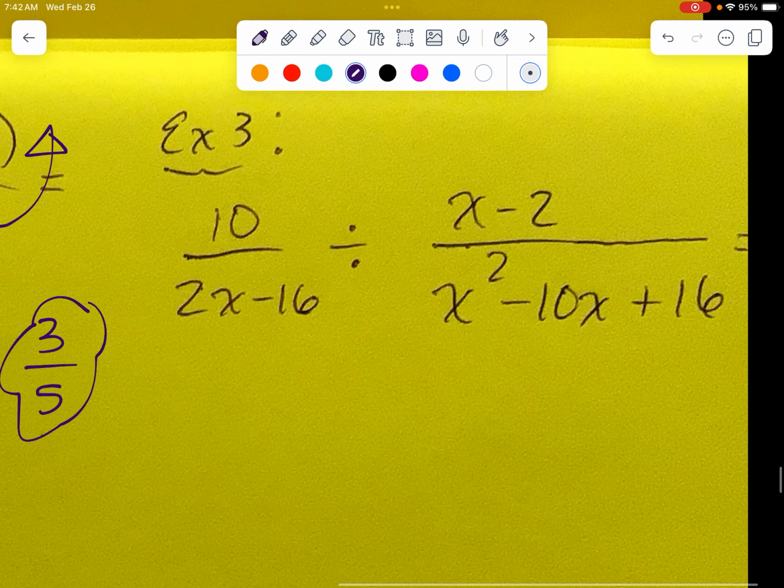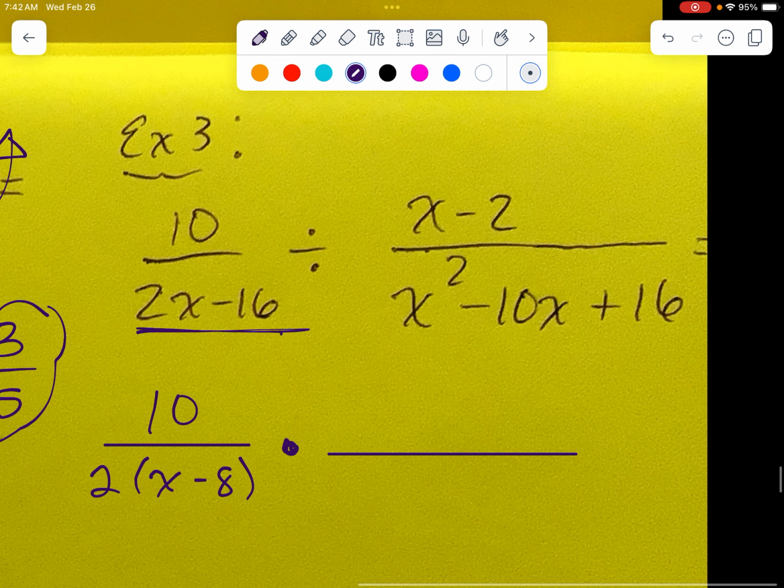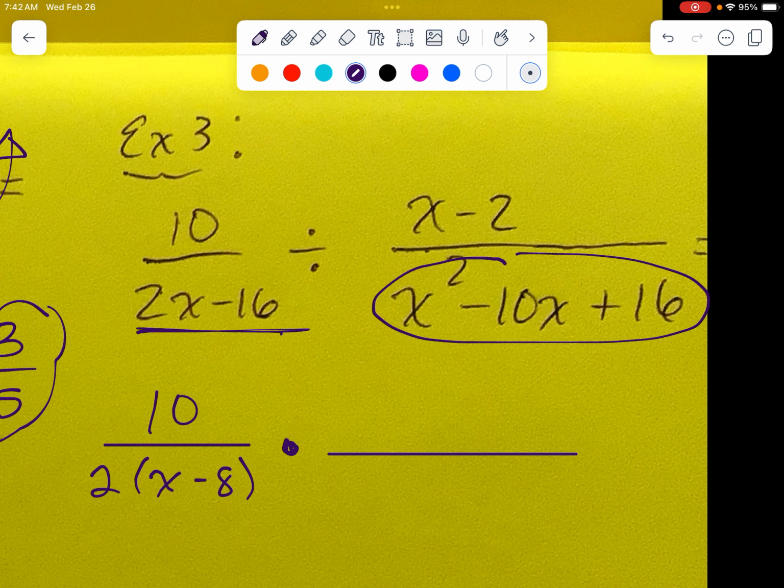All right, one more. So we're going to keep it, change it, flip it. So we keep this here. We're going to factor this guy right here. This is 2 times x minus 8. Change it to multiplication. And then we're going to flip this upside down. Now, before we flip this upside down, we have to factor this here. And so we're going to factor that by doing x minus 8 times x minus 2.